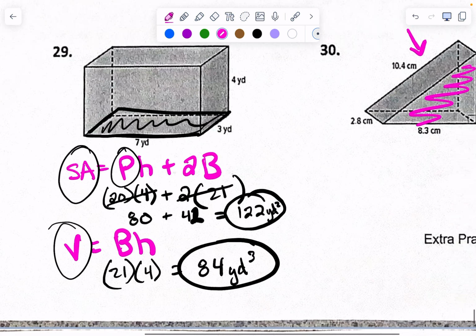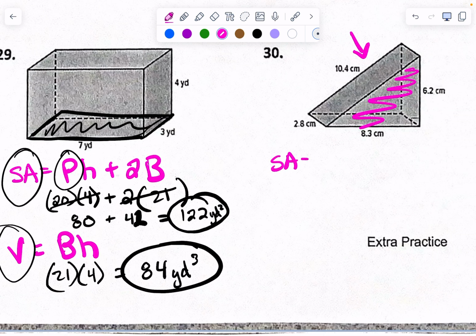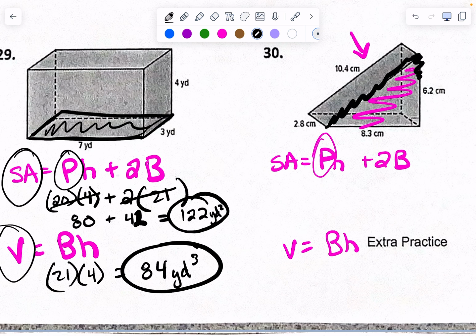It's the same formula as what I have over here. Surface area is capital PH plus 2 capital B. If you are not listening so far, you better listen to this one. If the base is the front and the back, I need to know the perimeter of the base. The perimeter of the base is going to be this guy, plus this guy, plus this guy. What is the slanted one?